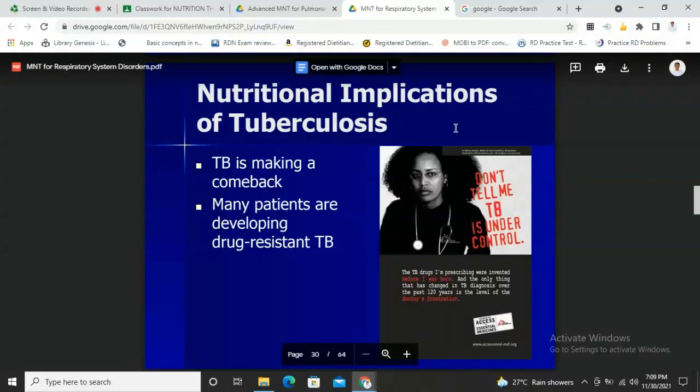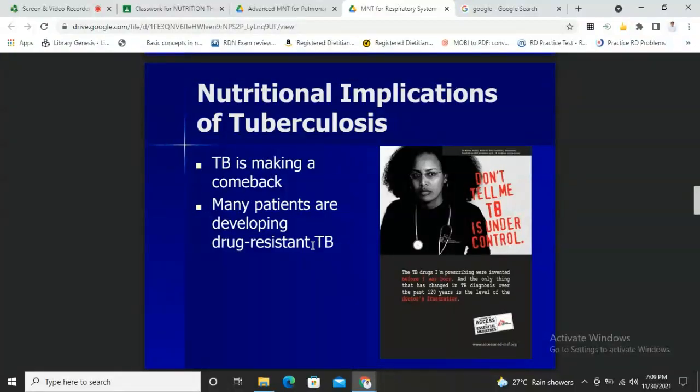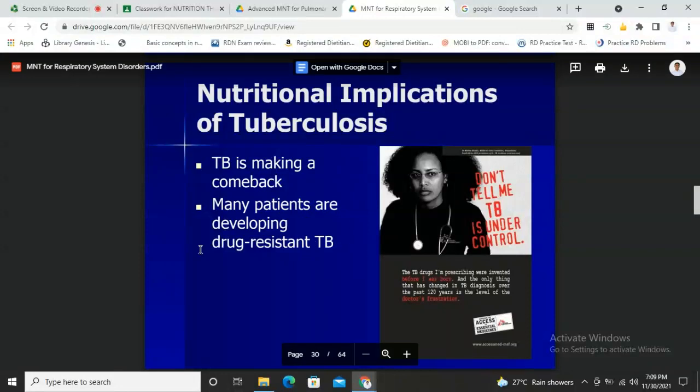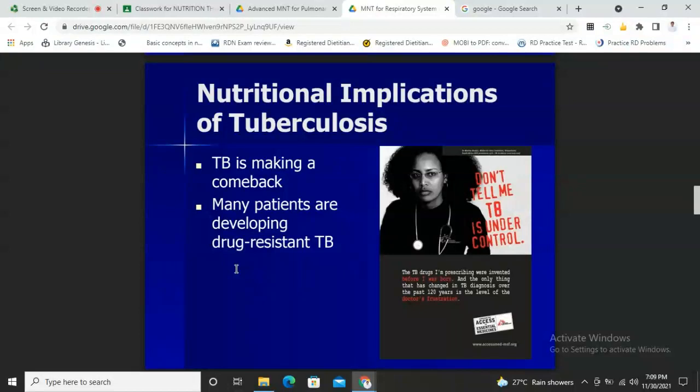So this is an infection. Okay? Especially now, TB is making a comeback. And many patients are developing drug-resistant TB because of the abuse in antibiotic use. Okay? The pathogen responsible for TB is becoming resistant to many drugs, to many antibiotics. Okay? And TB is a fatal condition. Okay? It is a frightening disease.